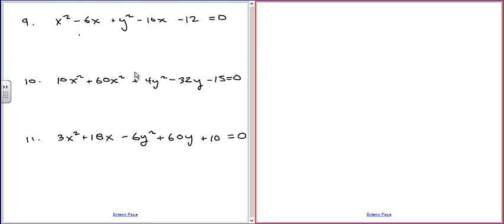Okay, the next two we're going to have to factor out numbers. So you can see I've got a 10 in front of the x squared and a 4 in front of the y squared. So we're going to factor out 10 here. So we get 10 times x squared, divide 60 by 10, that's 6. So we get 6x, leave a space.